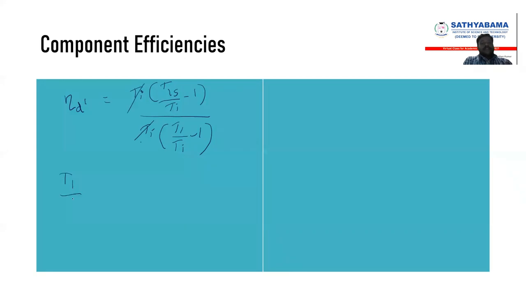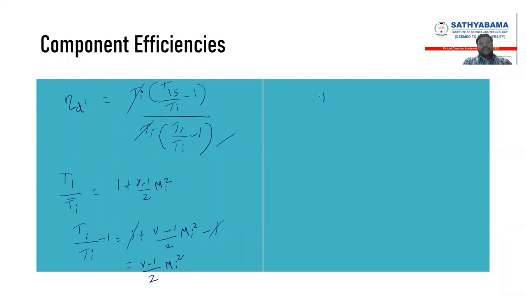And then what is T1 by TA? This T1 by TA is nothing but 1 plus gamma minus 1 divided by 2 MA square. You know this expression, temperature ratio in terms of Mach number, where MA is our inlet Mach number or the jet speed Mach number. So T1 by TA minus 1 is equal to 1 plus gamma minus 1 divided by 2 MA square minus 1. So this plus 1 minus 1 is getting cancelled. Finally, we get gamma minus 1 divided by 2 MA square for the denominator.